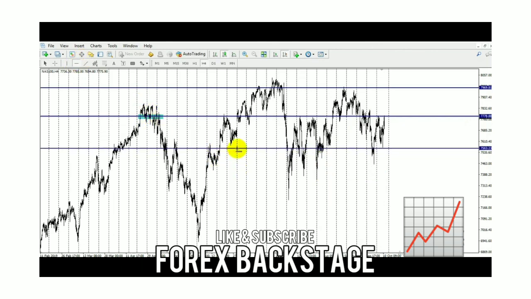Another line is here. Why I put this line here is because the market respected this line here, and also here, and also here, and also here, again and here, and also here.